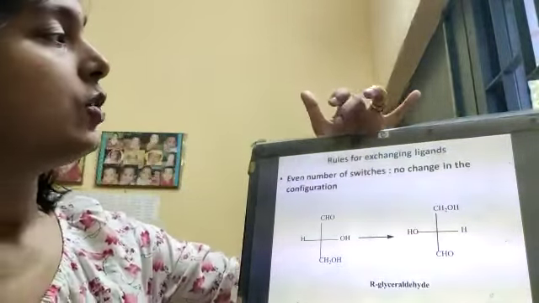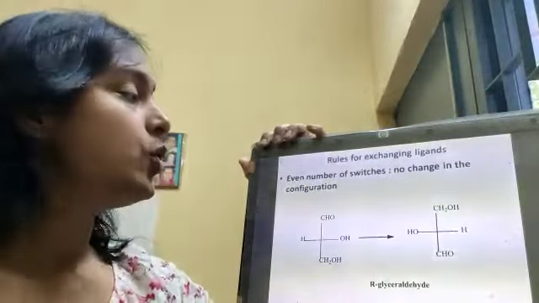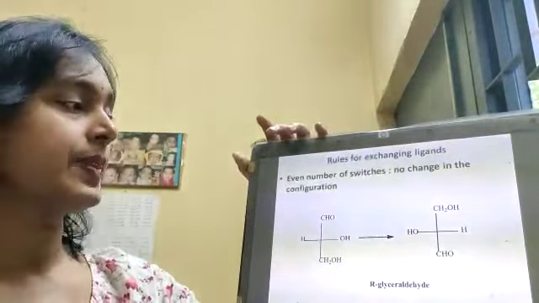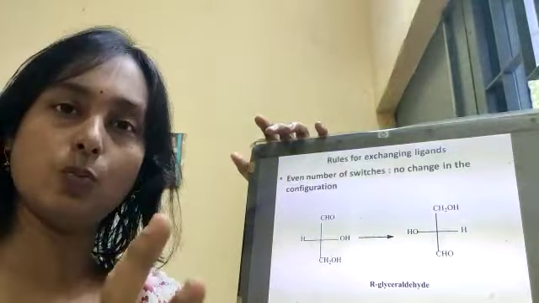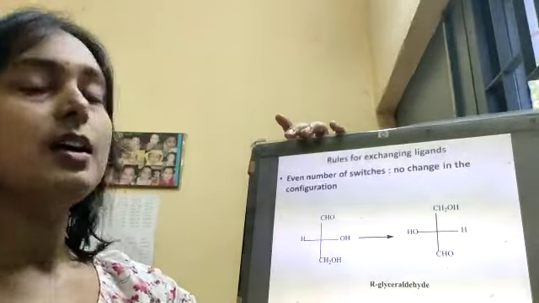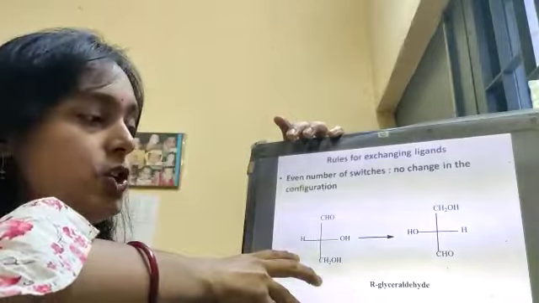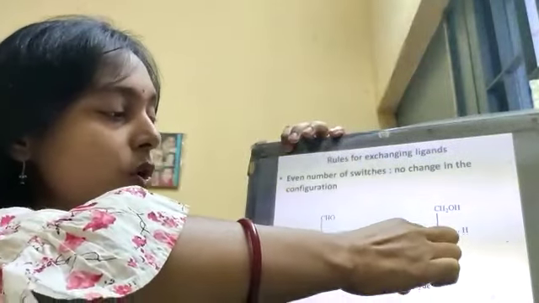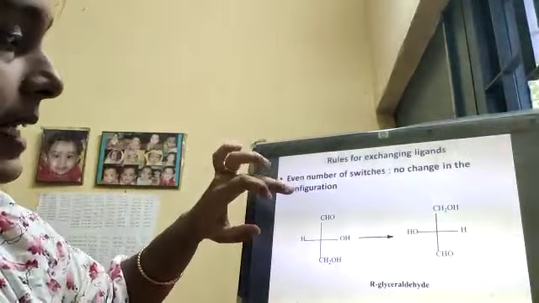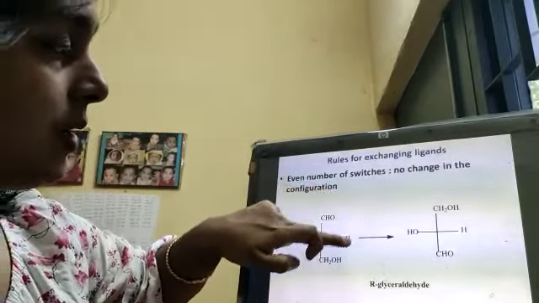Our next thing is rules for exchanging ligands. How can we exchange the ligands? There are some rules. First one is even number of switches, no change in the configuration. That means if we change the groups twice, then there will be no change in the configuration. That means if the left one is R configuration, the right one should also have R configuration.